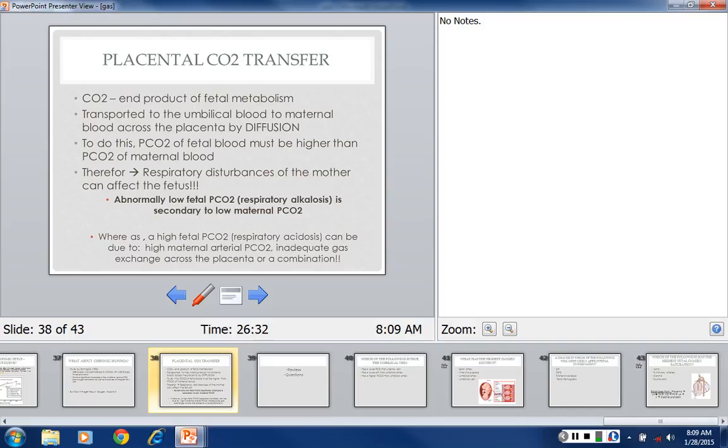I'm sorry. Mom has too much. Mom's asthmatic. She's not blowing it off. Baby can't give it to mom. This baby is going to have respiratory alkalosis at the time of delivery when you see it. Normally not going to be a fetal complication. Whereas high fetal PCO2 or respiratory acidosis seen in the baby can be due to maternal arterial PCO2 inadequacies, inadequate gas exchange, placenta, or a combination. So again, if baby is alkalotic, it's generally a mom's problem. If baby is acidotic with respiratory only, it's acute, it can mean multiple things.